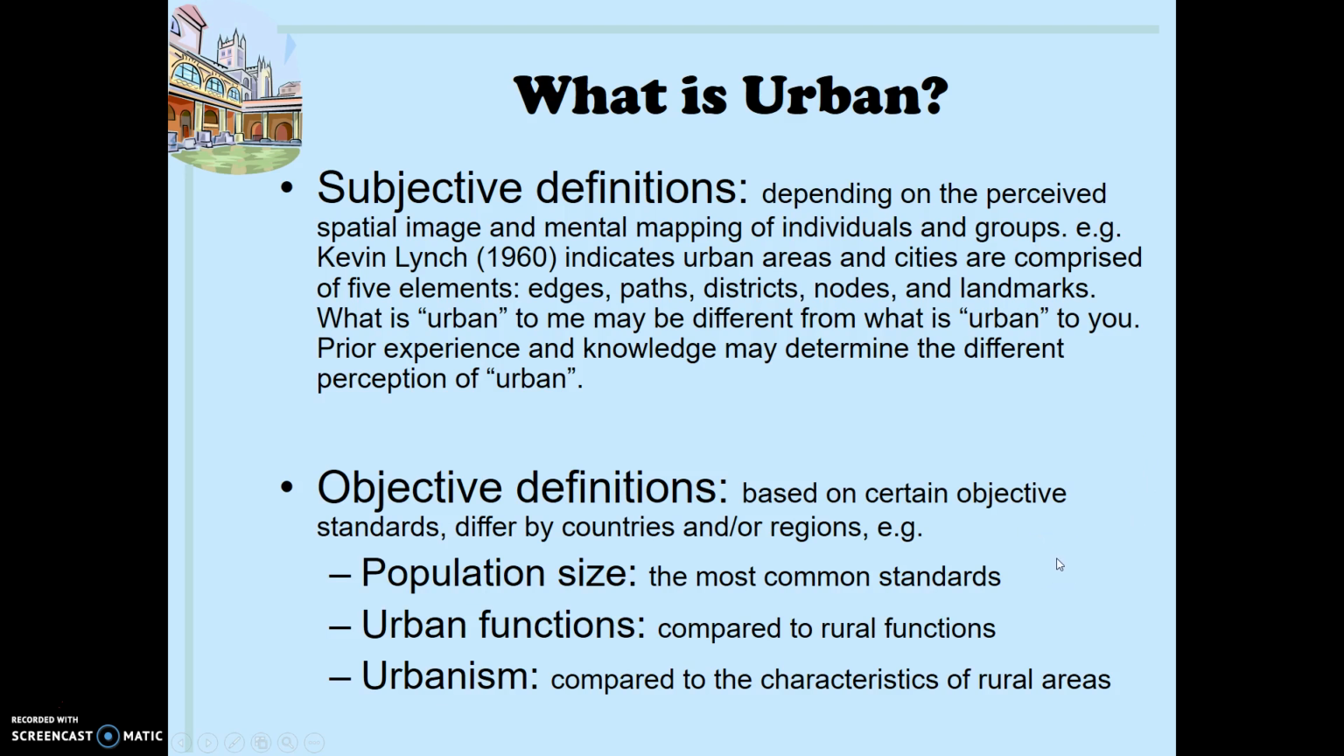So the most common standards for objective definition are basically population size and also urban function. Urban usually means people don't pursue agricultural activities. Mostly the urban activities will be trade, scientific and technology, and administrative work, compared to the rural functions, which are mostly agricultural based. And urbanism basically means high-rise buildings, nightlife, restaurants, culture, tourism, and arts, and all the other things which might be different from rural areas.